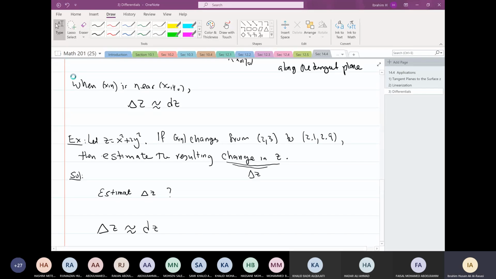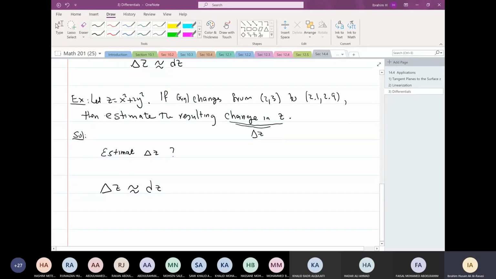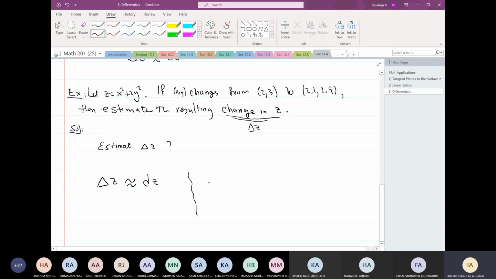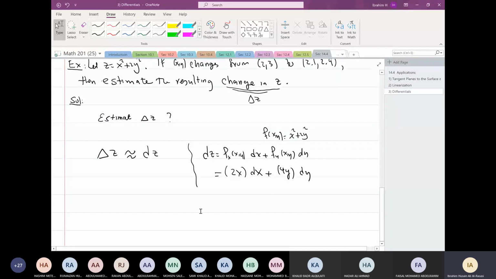Now I go and calculate dz. This is what I need. What is dz? Well, what is my f of x, y here? This is x squared plus 2y squared. So dz is f sub x dx plus f sub y dy. This is the definition of the differential. What is f sub x? It is 2x times dx, plus what is f sub y? 4y times dy. Now I need to substitute here.